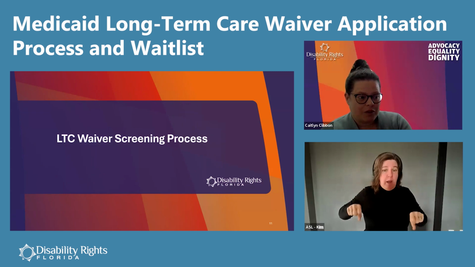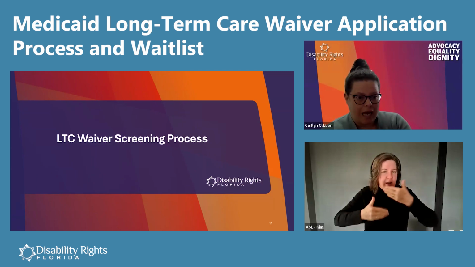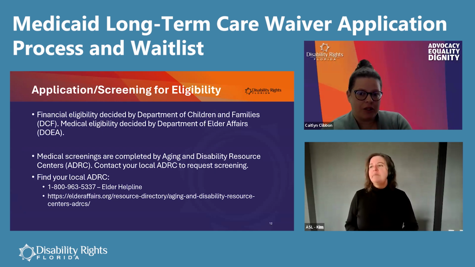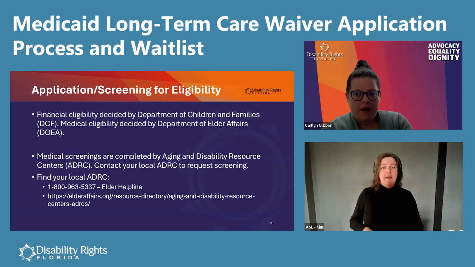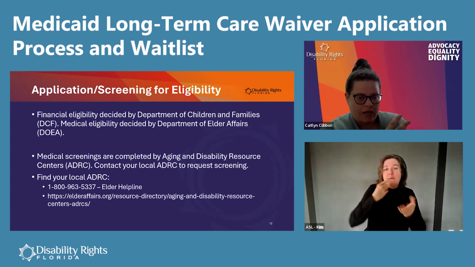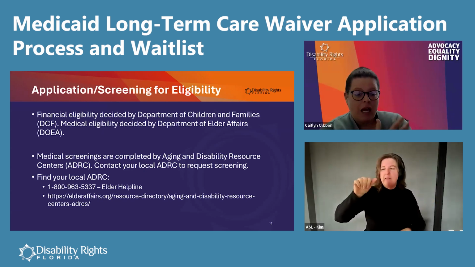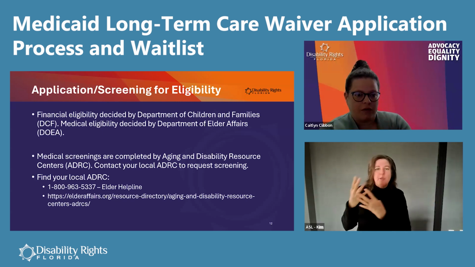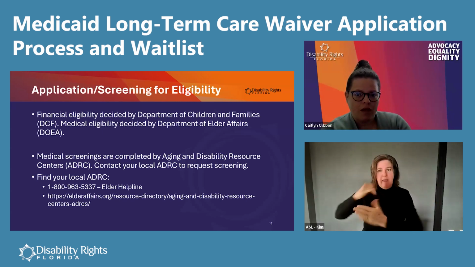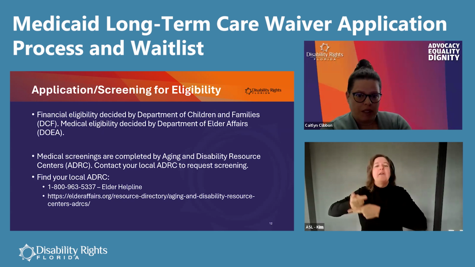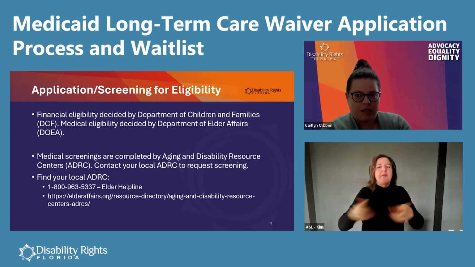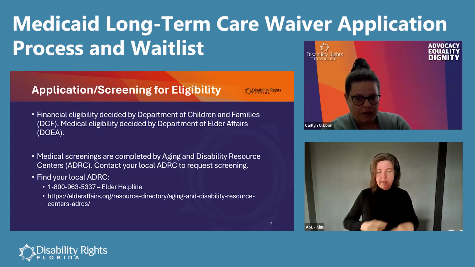So I'm going to move forward to the screening process, how you apply. To apply, essentially you request to be screened. You have to be screened both for your financial eligibility, the income and asset limits for Medicaid, and also for your medical eligibility, whether you meet those levels of care that are required. The financial eligibility is decided by the Department of Children and Families, and the medical eligibility is decided by the Department of Elder Affairs.